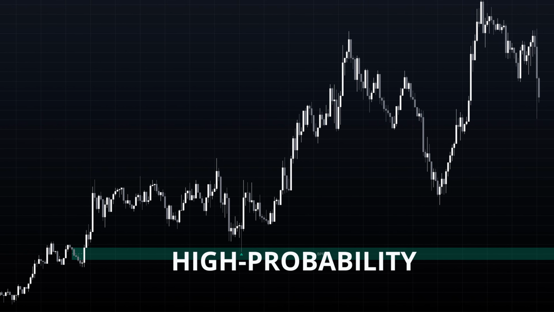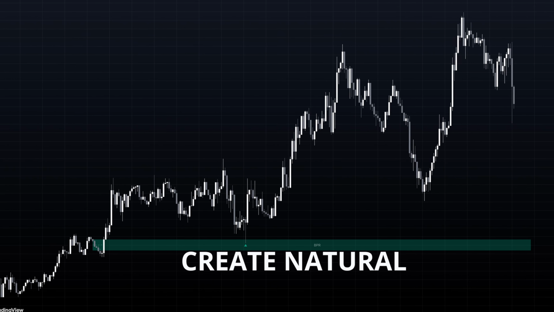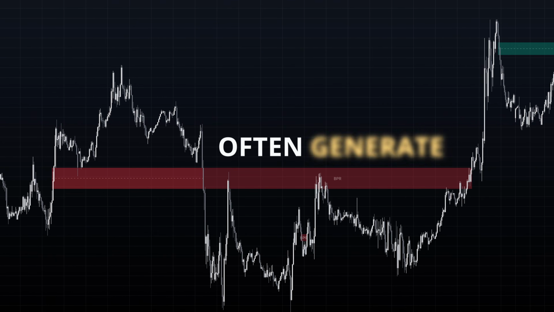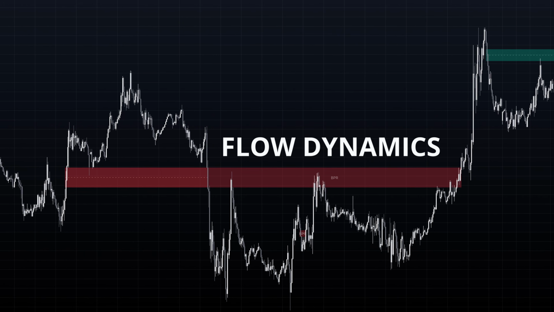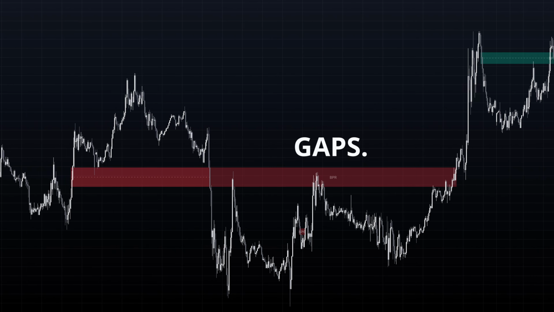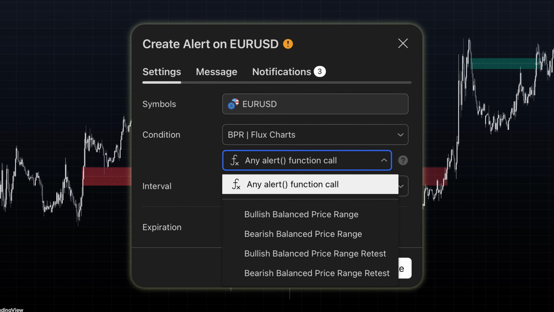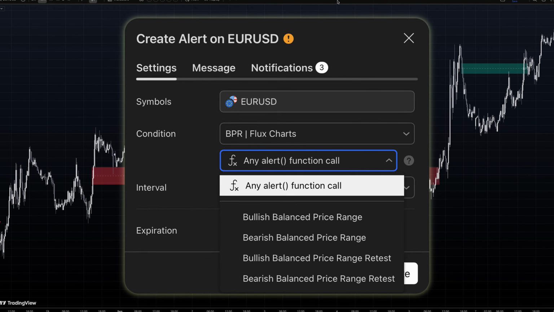BPRs serve as high-probability reversal zones, where conflicting institutional flows create natural support and resistance levels. These areas often generate significant price reactions due to the underlying order flow dynamics represented by the intersecting gaps. The indicator includes comprehensive alert systems for both BPR formation and subsequent retests, enabling automated trading system integration.